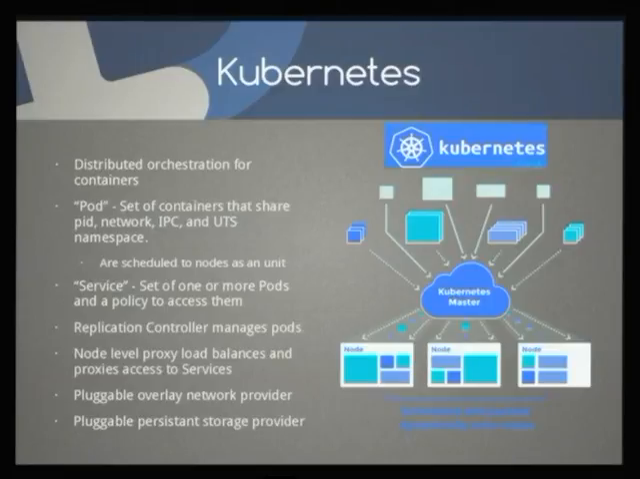Yes, I think those are it. So pod is a set of containers, and they are scheduled as a single unit, so they will go to a node. They share a number of aspects of the system: process ID space, IPC, network, UTS, and this allows them to speak to each other as though they were on local hosts, because they will be. A service is a set of one or more pods, and each pod can be distributed to different nodes, and the service brings them together as a cohesive unit across the environment. From there, we have a replication controller that manages those pods, and then node-level proxy for load balancing to the services, and then pluggable options for overlay and persistent storage providers.